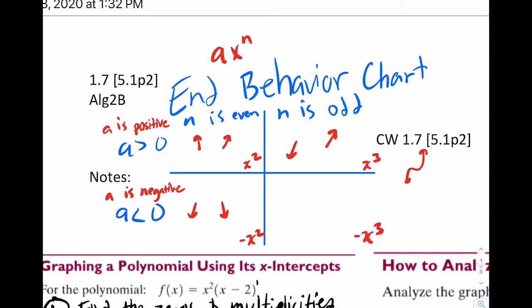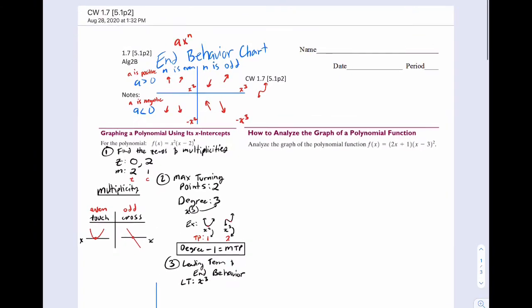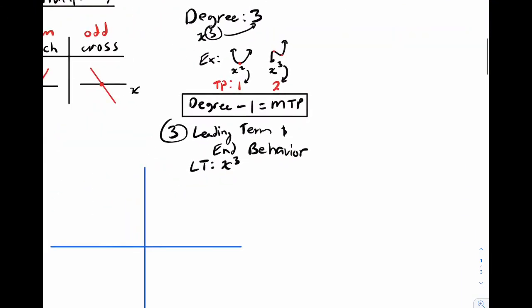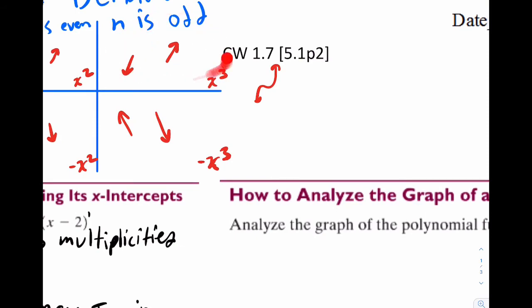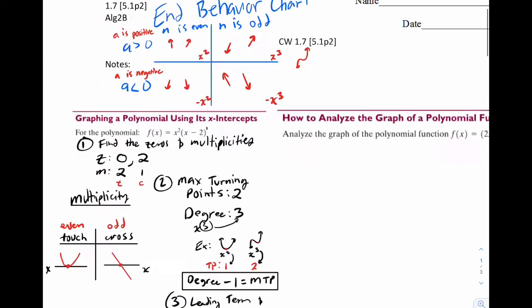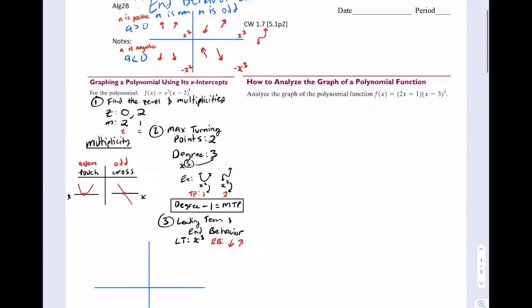If it's negative, simply flip everything. So it's going to be going up and down. So that's our end behavior chart. And now we can answer the question, the leading term in end behavior. That's why we have leading term, because now we have the end behavior. This is positive x cubed. So that's this one right here. That's a positive and an odd number. So end behavior is down and up.